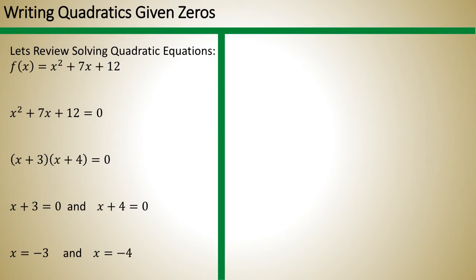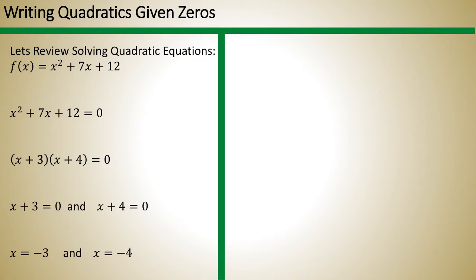Hello everyone, today we are going to be writing quadratic equations if we are given the zeros. So yesterday we said that zeros, roots, solutions, and x-intercepts are all the same thing. So zero just means that we are given the solutions. In order to do this, let's go back and review what we did yesterday.